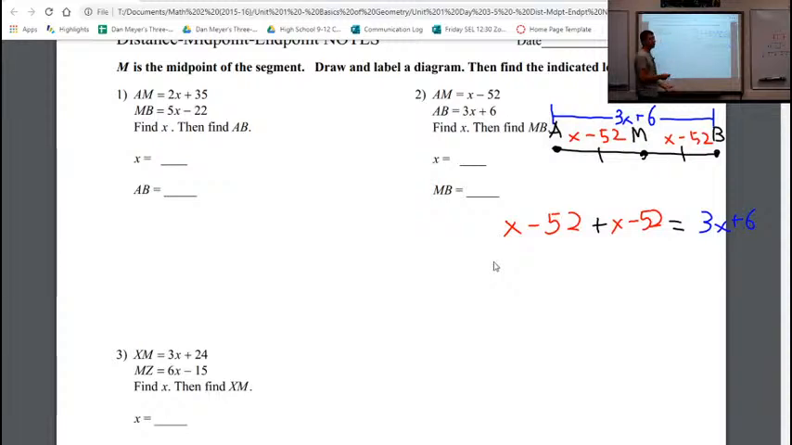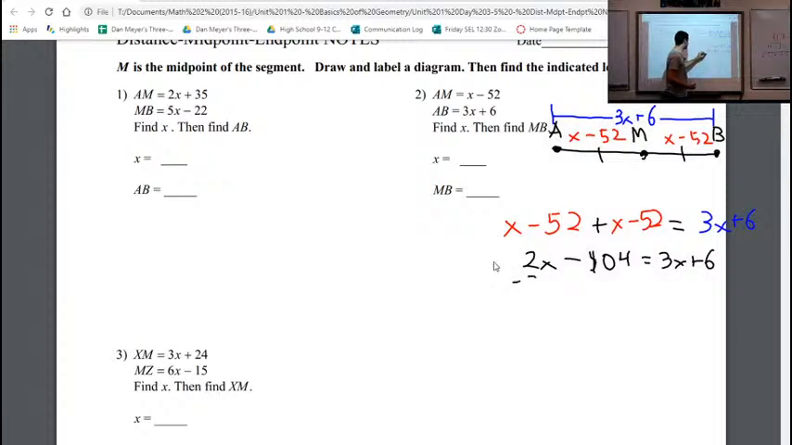And now we solve. Again, I'm going to go quickly. If you need to see something again, then pause it. X plus x is 2x. Minus 52 and minus 52 is going to get more negative. So it's going to be minus 104 equals 3x plus 6.